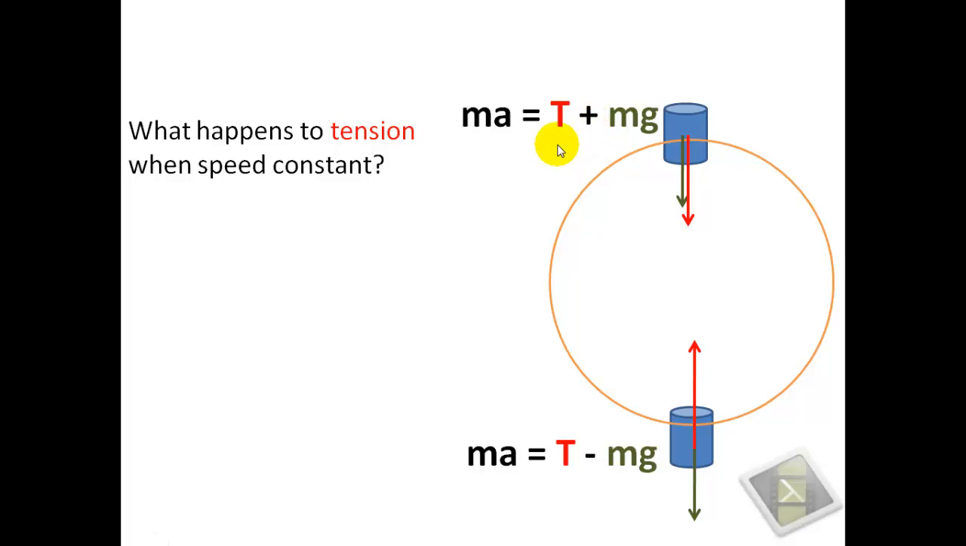What happens to the tension if the speed is staying constant? If the speed is constant, the acceleration is going to be constant. What will happen to the tension? Well, here we know that the acceleration, ma, is going to be constant. Tension here will be less than the tension here, I think.